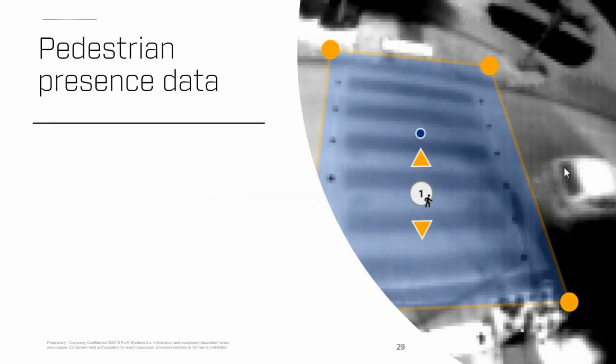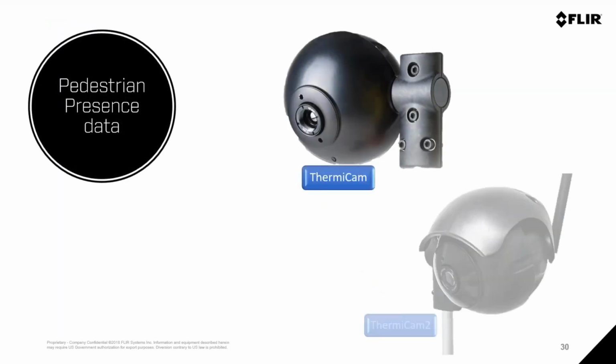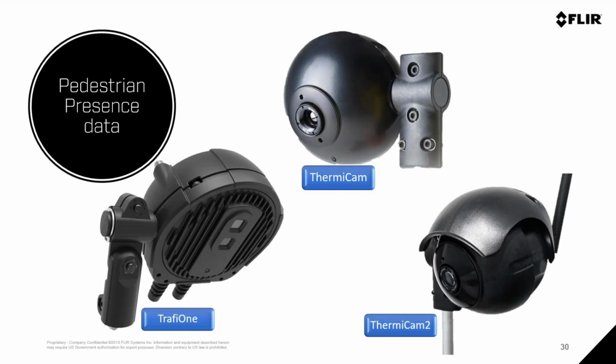Also, again, from Q1 in 2019, the pedestrian presence data will be possible. So instead of using the pulses, the XML information about occupancy and about the counting can be collected with the following devices. That is the Thermicam, Thermicam 2, and the Trafi 1, certainly the Trafi 1, because that's the device for pedestrian detection. It will be able to collect that presence data.